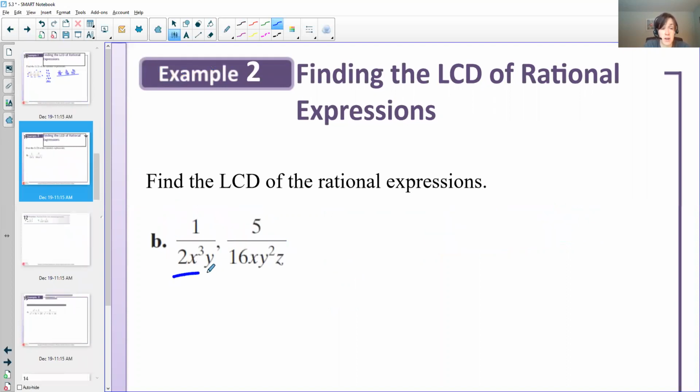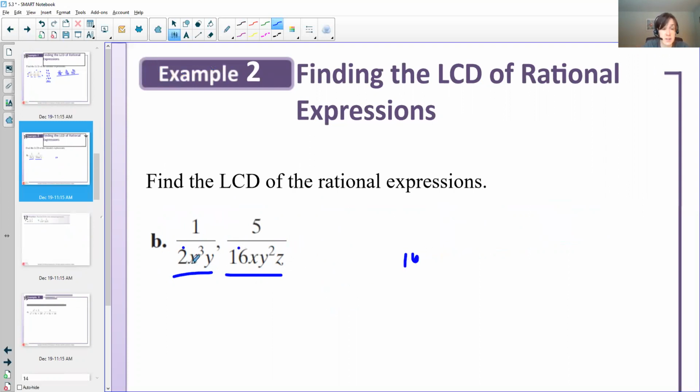Okay. So let's do that for something rational. So here we have x's, y's, z's, and numbers. So take them one at a time. So look at the numbers first. I have a 2 and I have a 16. Well, the least common denominator can be one of the numbers, and 2 can turn into a 16. So 16 is a multiple of 2, so I'm going to use 16.